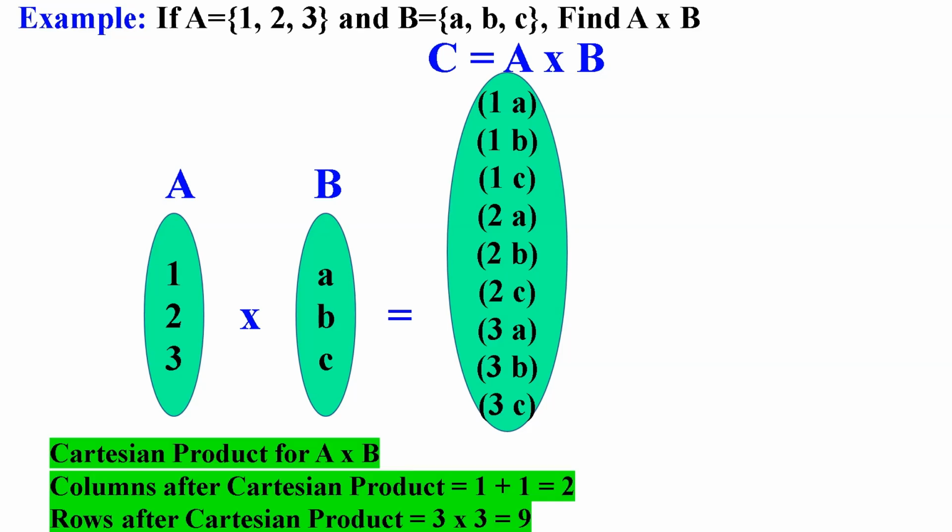Example: if A equals {1, 2, 3} and B equals {A, B, C}, find A cross B. The Cartesian product for A cross B is 1A, 1B, 1C, 2A, 2B, 2C, 3A, 3B and 3C. So, columns after Cartesian product equals 1 plus 1, which is 2, and rows after Cartesian product equals 3 cross 3, which is 9.